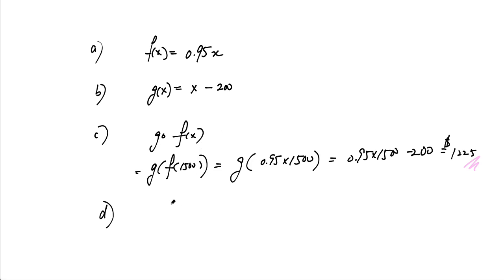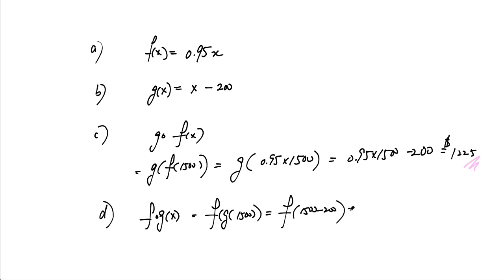D, suppose the list price of a computer is 1500. Use a composite function to find the price of the computer if the rebate is applied before the discount. So that's the other way, right? So it's f of g, that's f(g(1500)). That's f of 1500 minus 200, and then 0.95 times (1500 minus 200). Okay, it's going to give a different value here.